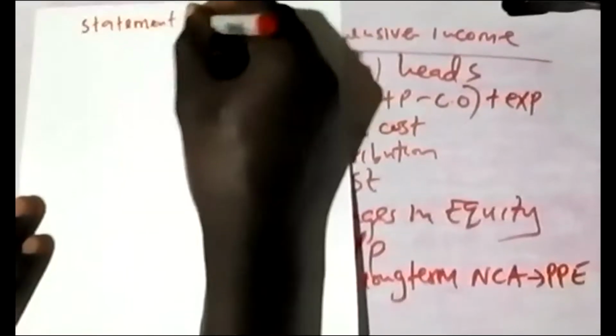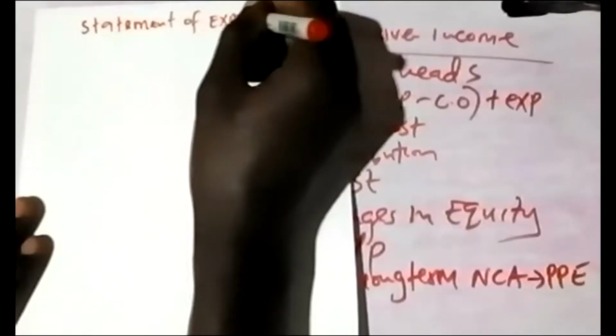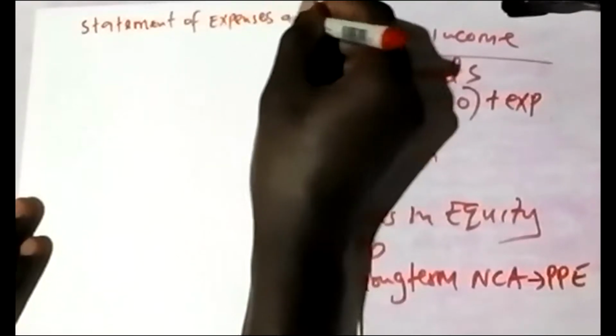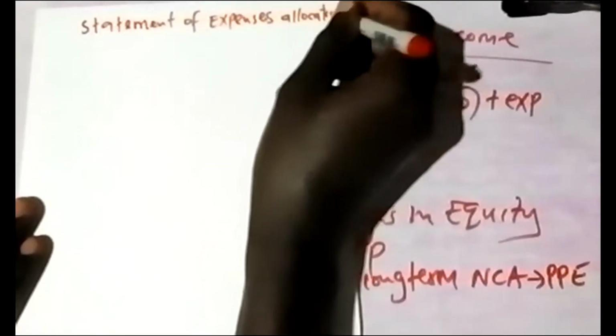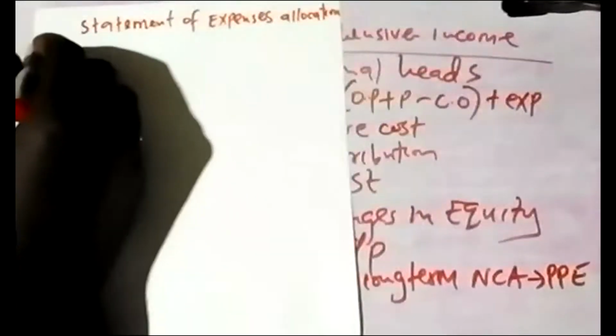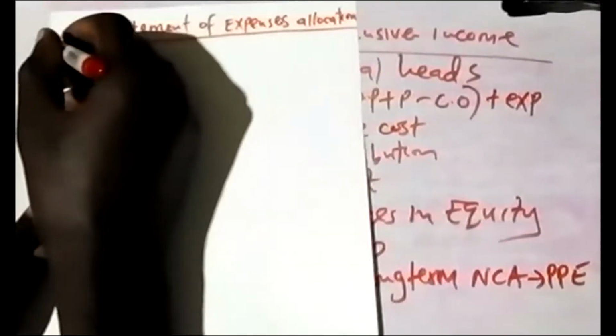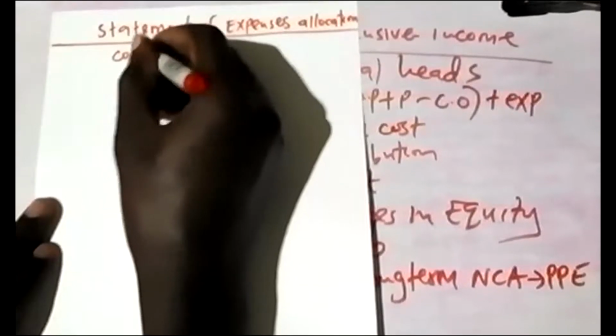Remember that now we are moving to the computation part of this question of May 2015. The first part of the question is all about the classification, a statement of expense allocation. So the expenses can be classified either under the cost of sales.